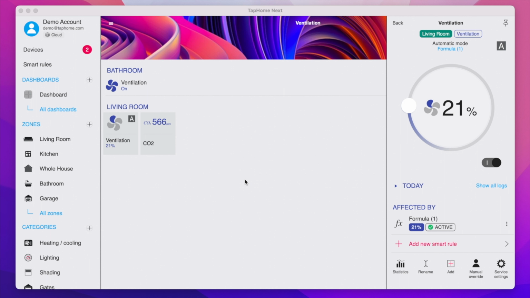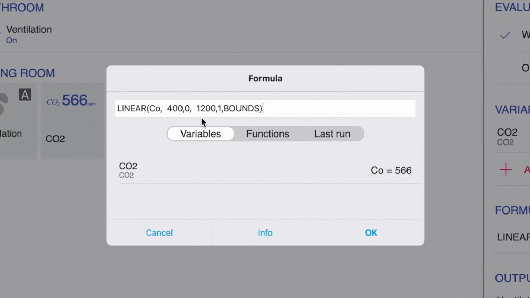We need a formula where the variable is the CO2 sensor air quality. This formula does a linear interpolation between the minimum CO2 value. At that point, the recovery performance is 0. Let's say that at the value of 1200, the air quality is very poor and the recovery performance should be maximum.